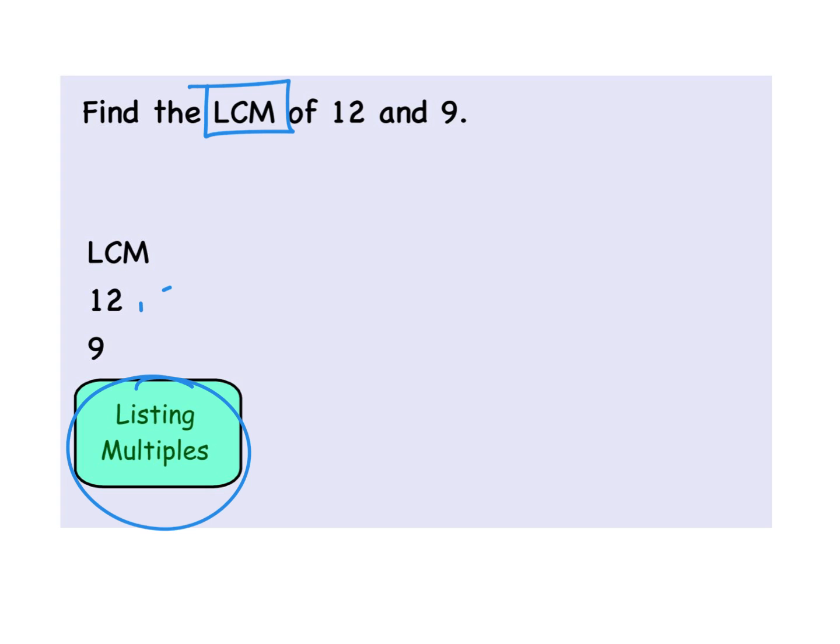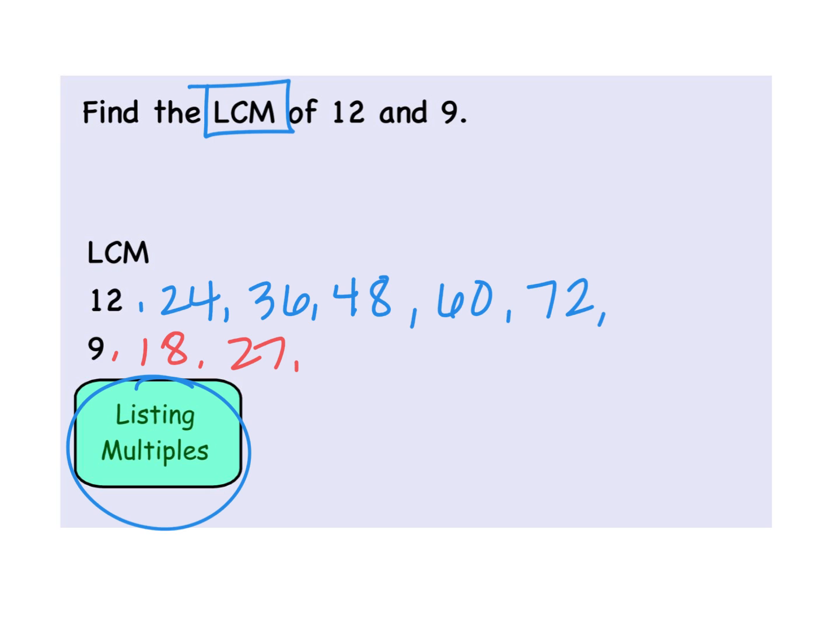So 12, 24, 36, 48, 60, 72. And I'm just going to stop there and do a few of the 9 and see if I need to add more on the 12. You should be doing this in your notes packet or on your page with me as I'm doing it here in the video. So 9, 18, 27, 36, and then I notice that they both have a 36.